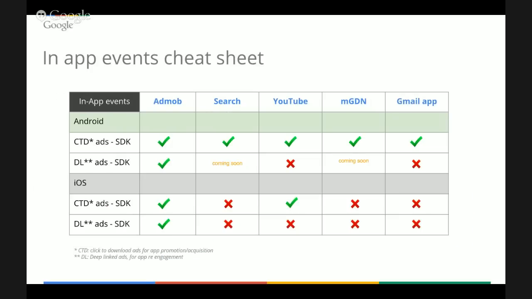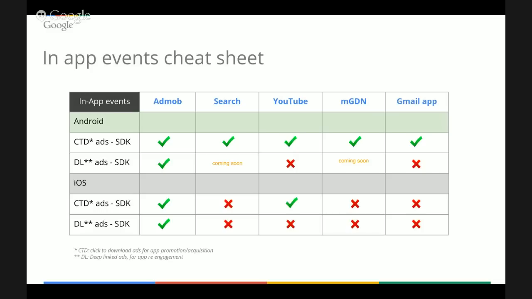I will tell a little bit more about that in a second. But now let's look at the different networks availability for those solutions. As you can see, with iOS, still Google search and MGDN as well as Gmail campaigns are not trackable in this way. However, for Android, you can work across most of the networks at the moment, with more search and MGDN networks for deep linking ads, so that app re-engagement ads coming soon.